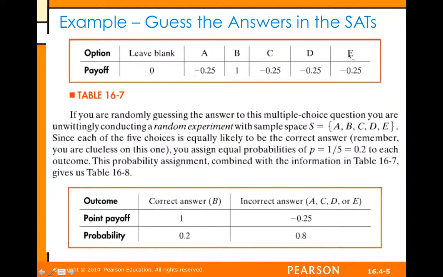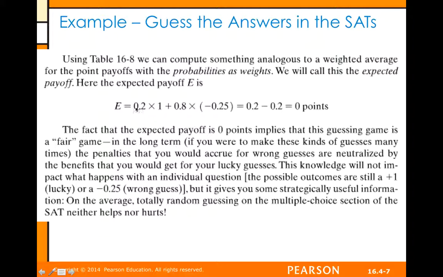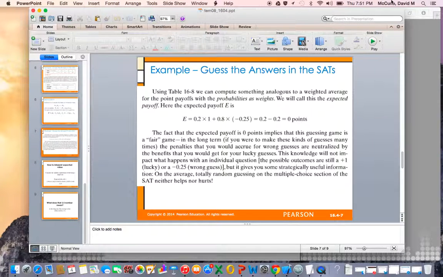Now you have 4 questions left. Now your probability of getting a question right is 1 out of 4, not 1 out of 5. And so now in this formula here, you'd have 0.25 times 1, because now you have a 25% chance of getting something right, plus a 0.75 times negative 0.25.